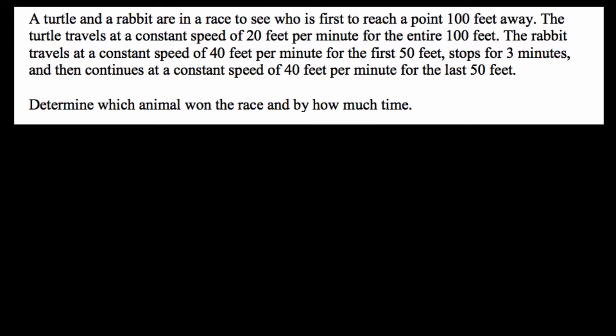In this problem, we have a turtle and a rabbit, and they're in a race. The turtle and the rabbit want to see who is first to reach a point 100 feet away. So what do we know? Well, the turtle travels at a constant speed of 20 feet per minute for the entire 100 feet. So we'll work the turtle's time out first, right?